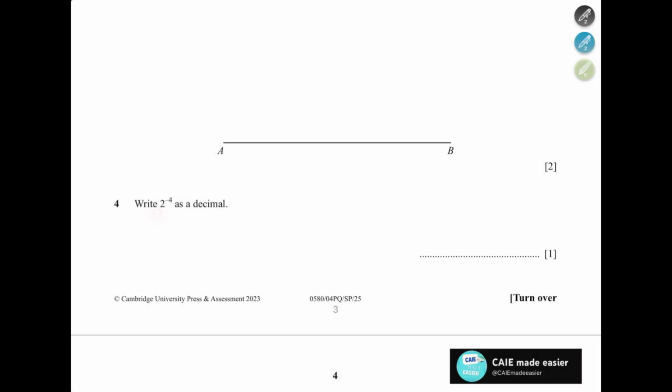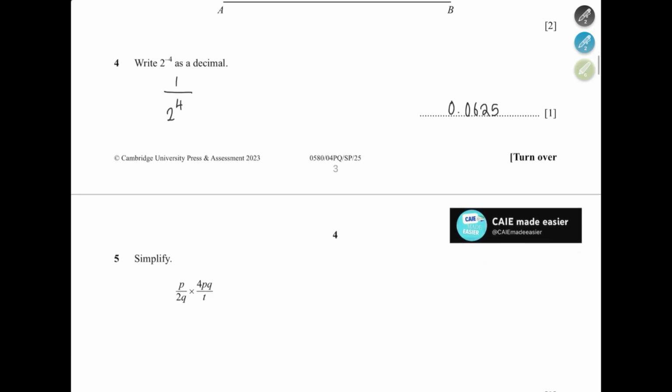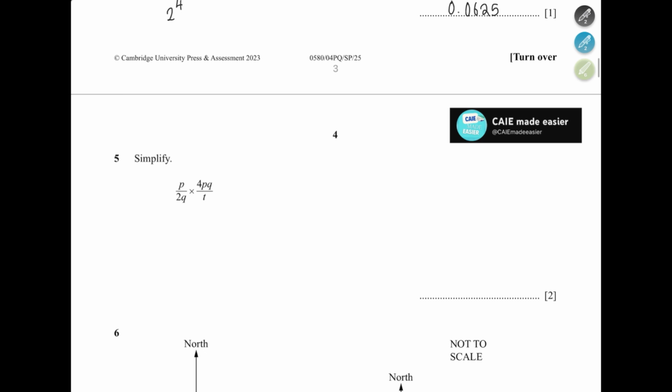Write 2 power -4 as a decimal. So whenever we have anything to the power of a negative number, this can be written as a fraction, 1 over 2 power 4. If you write this in the calculator, you will get 0.0625.